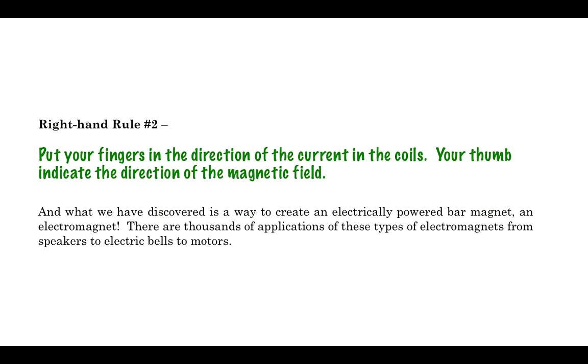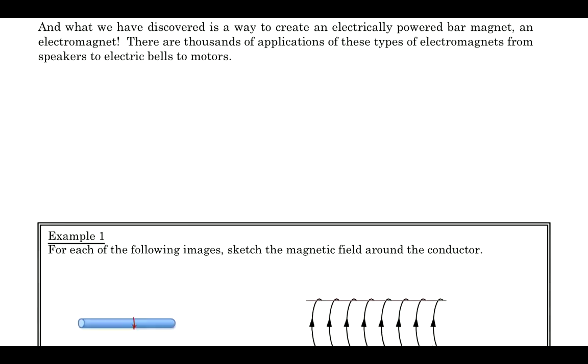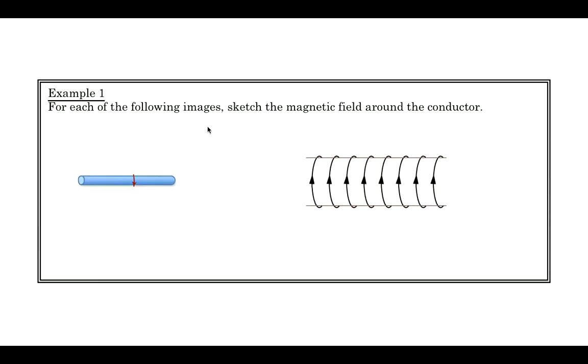And we've discovered basically a way to create an electrically powered bar magnet, which is an electromagnet. There are thousands of applications of electromagnets, and these are some of the most interesting applications of electricity and magnetism. Okay, so here's a couple examples. For each of the following images, sketch the magnetic field around the conductor.